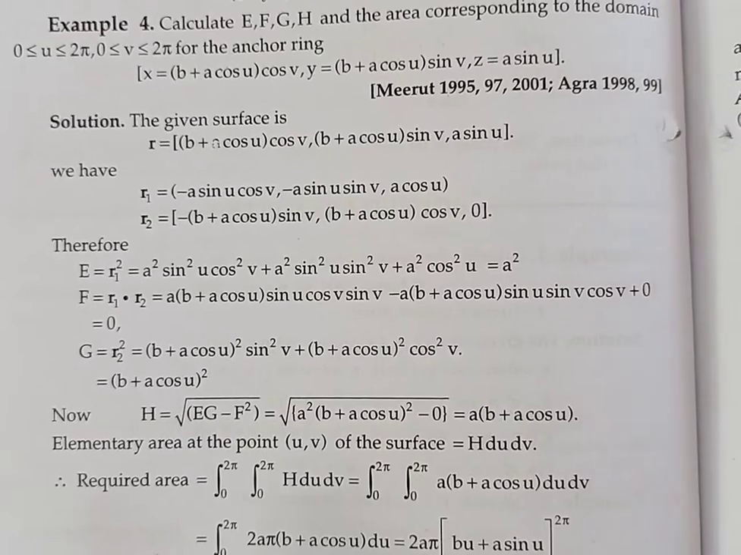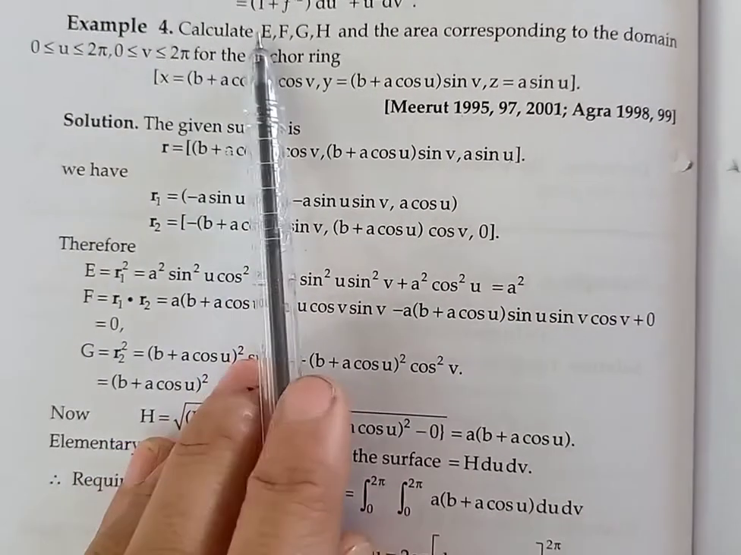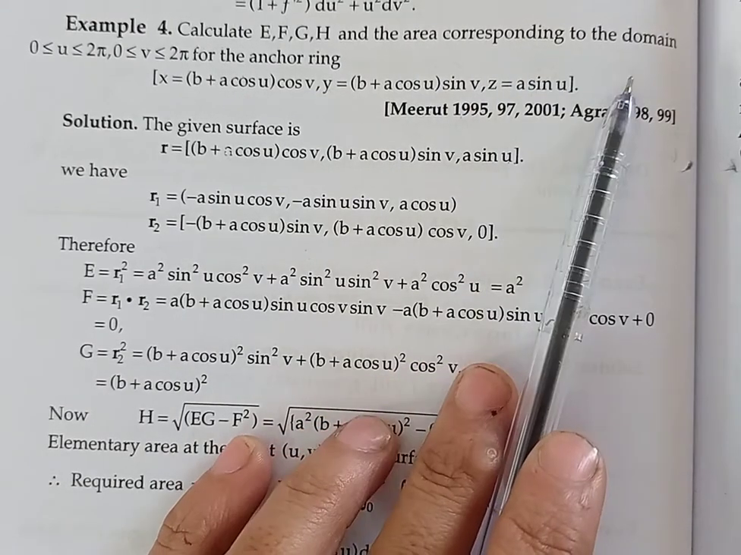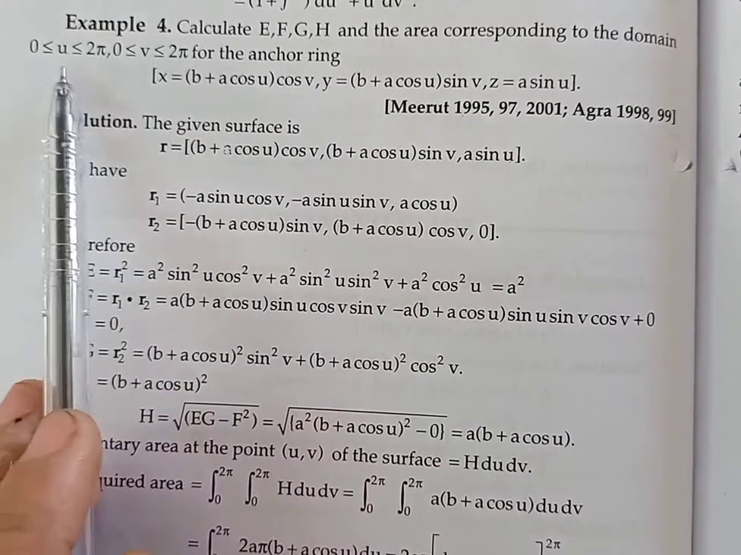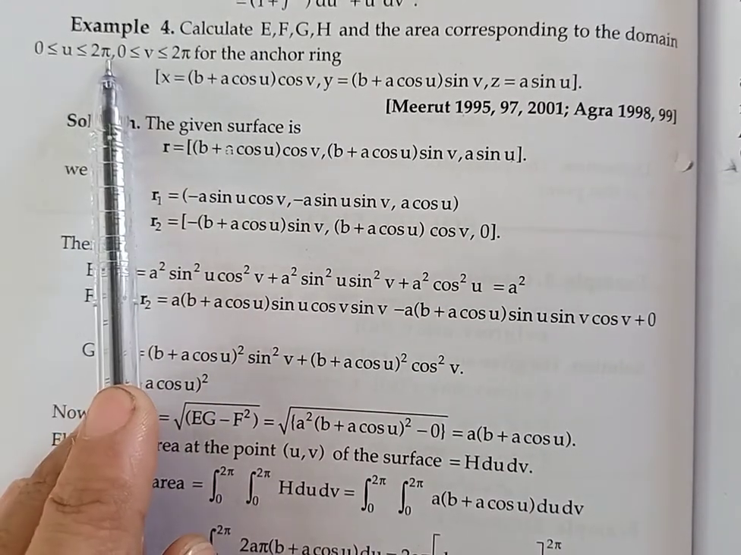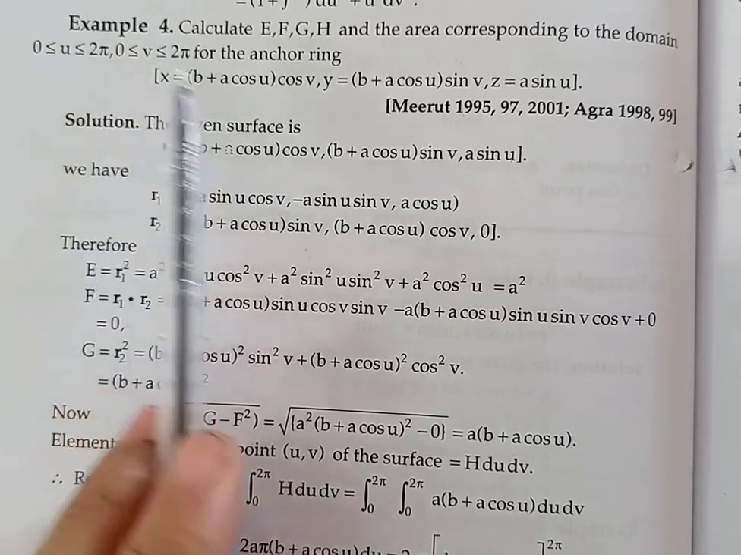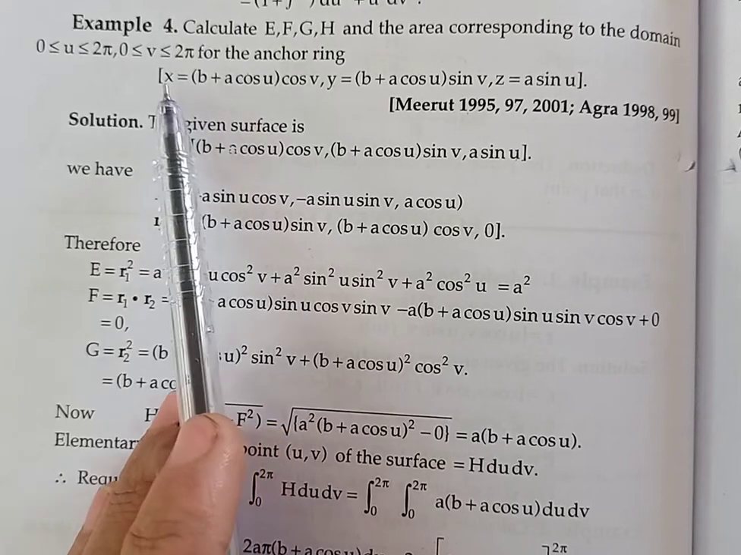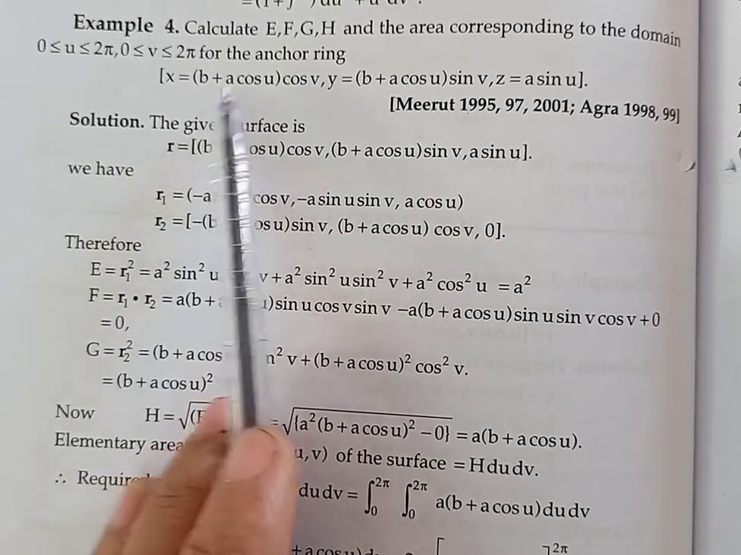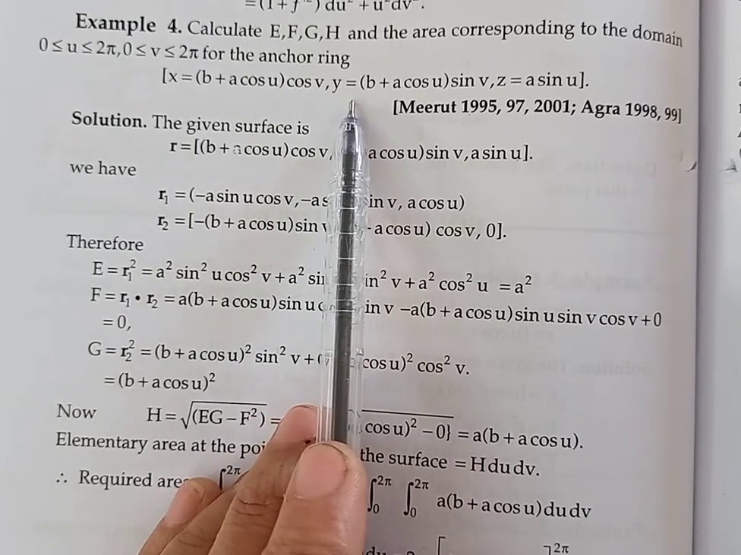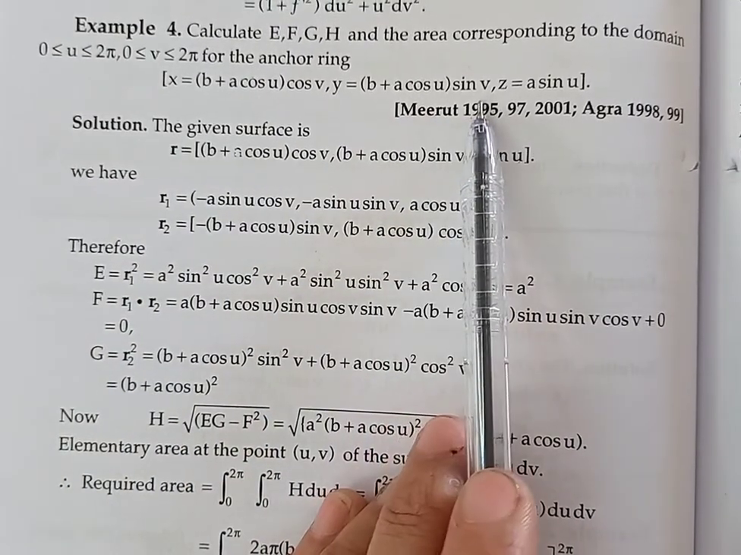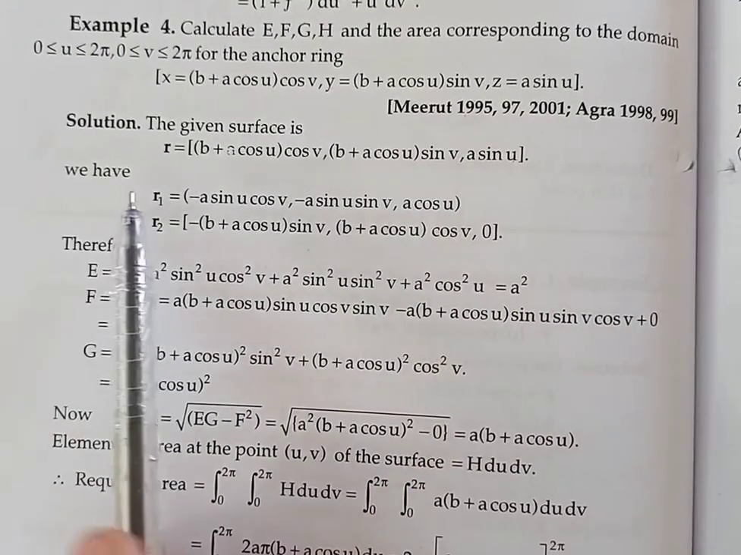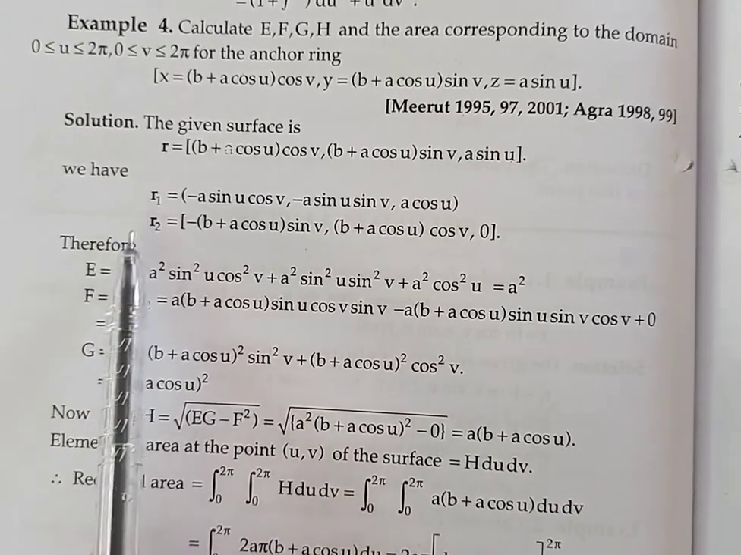Now the next problem is, find E, F, G, H and also the area corresponding to the domain for the anchor ring between the limits 0 to 2 pi for the parameters u and v. The position vector of the point on the surface is given by x is equal to (b plus a cos u) into cos v, y is equal to (b plus a cos u) into sin v, z is equal to a sin u.